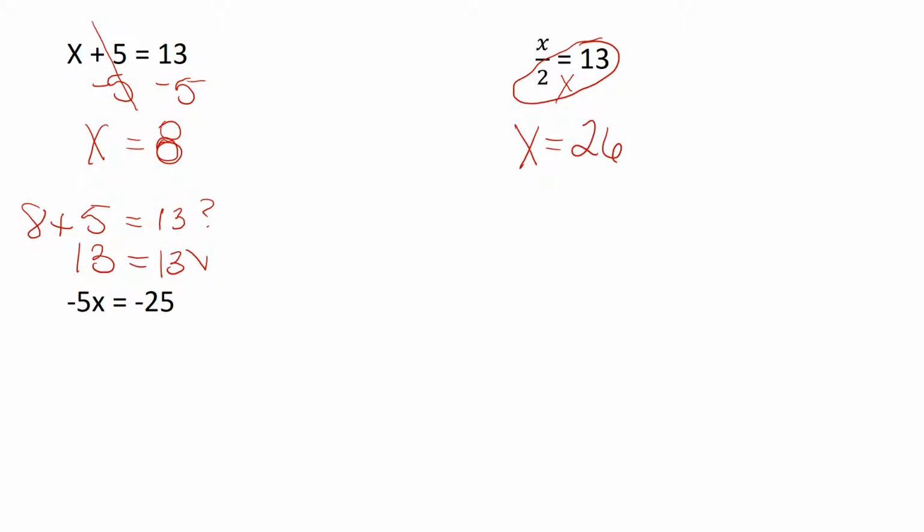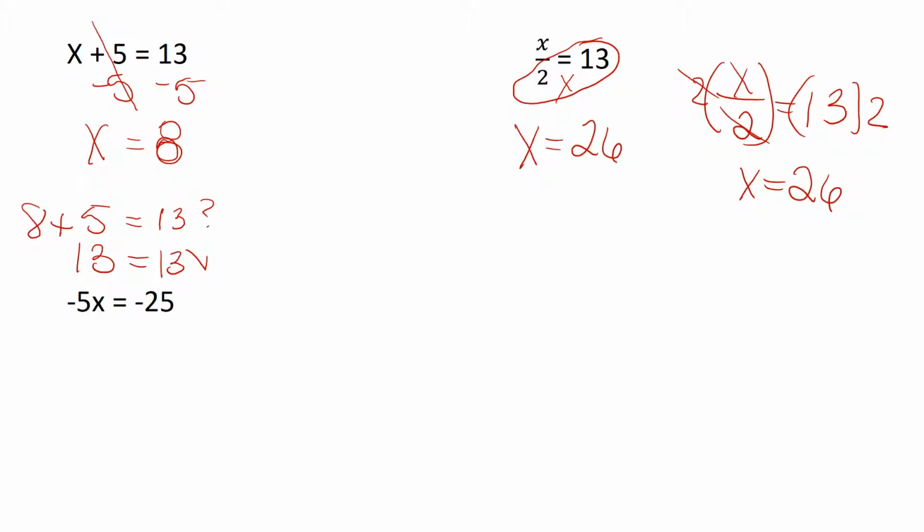Now you may have also seen, if you had this same problem, sometimes you see people multiply both sides by 2 this way, and that is another option because these 2's will cancel. X equals 26, you will get the same answer. Again, you can check your answer by plugging in your 26 into your original problem. 26 divided by 2, that does give me 13, so it does check out.